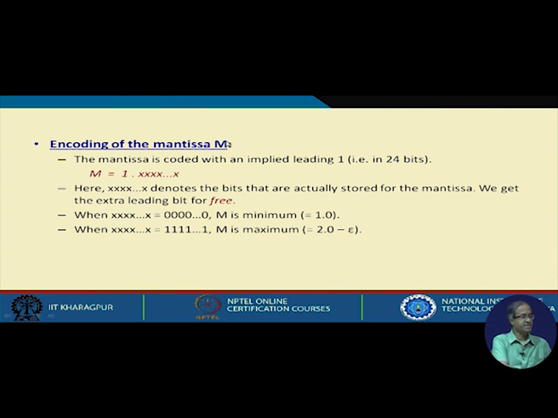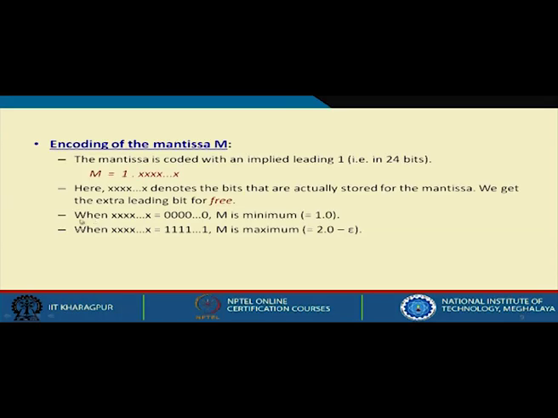Now, for the mantissa, as I had said earlier, we encode the mantissa in such a way that it always starts with a leading 1, and whenever we encode mantissa in this way, we say that the number is normalized. If the mantissa starts with 0, we say that it is not normalized. And the remaining bits, this XXX, denote the bits that are actually stored. Because the first bit is always 1, we do not store it explicitly; we are getting this extra bit for free. We are storing only the remaining 23 bits, let us say.